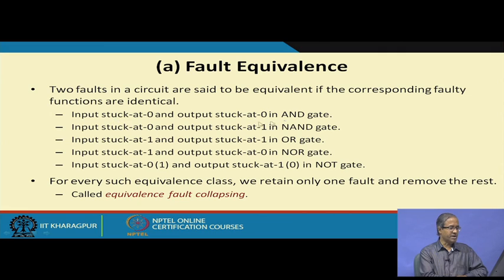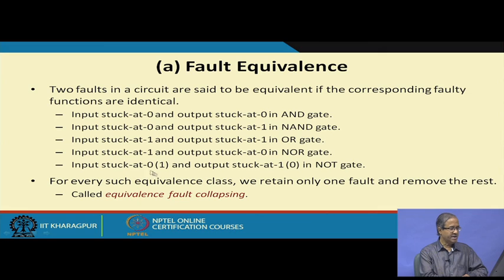So, the first equivalence class is that input stuck at 0 and output stuck at 0 in an AND gate. But if it is a NAND gate, input stuck at 0 and output stuck at 1 will be equivalent, they will all make the output equal to 1. For an OR gate, the input and output stuck at 1 faults are equivalent. For a NOR gate, input stuck at 1 and output stuck at 0 are equivalent, this you can check.